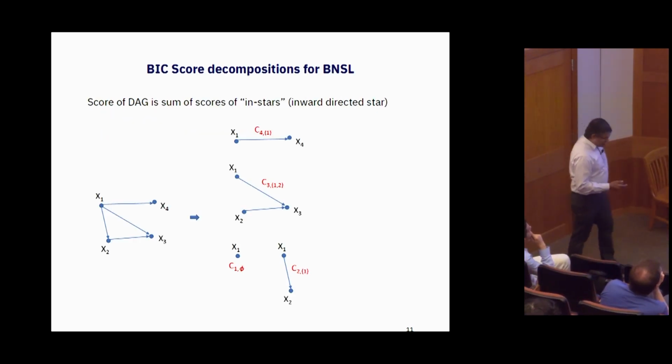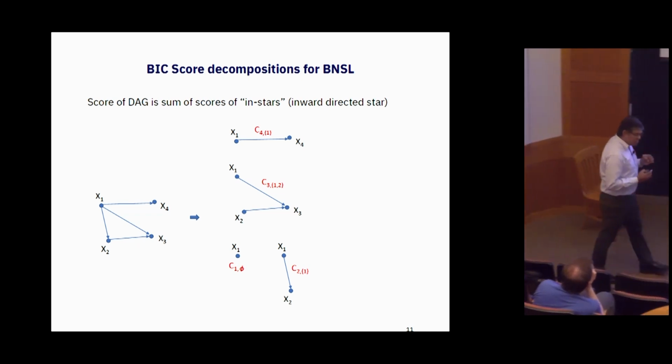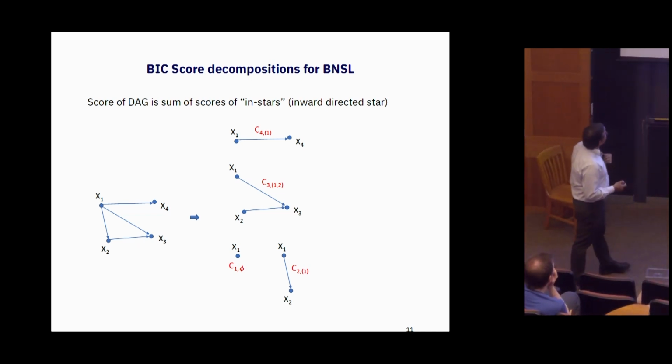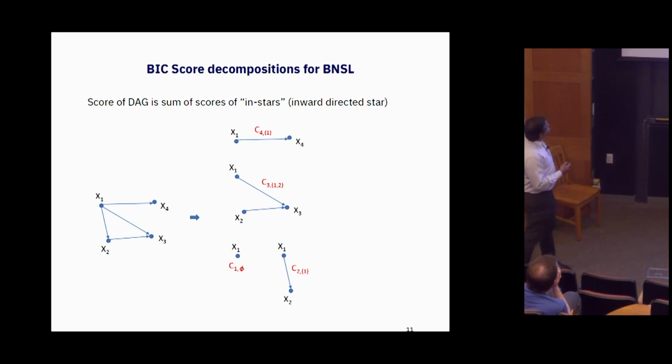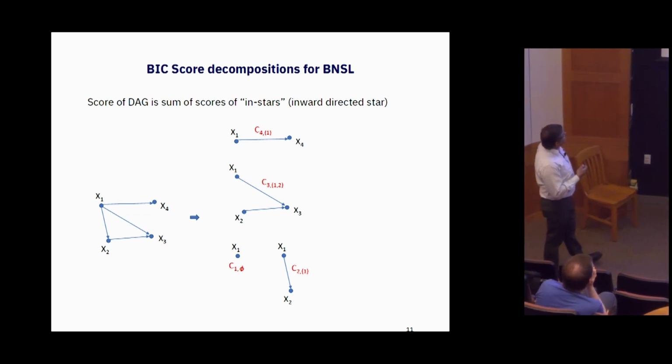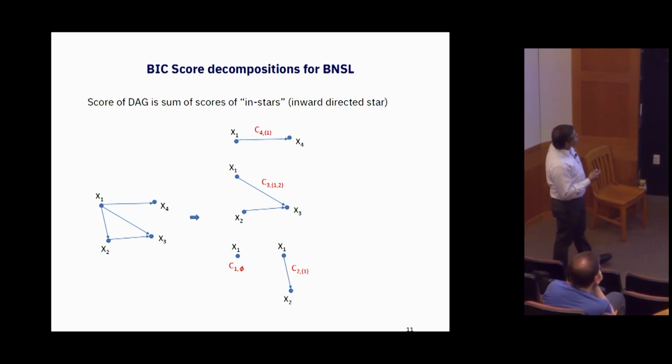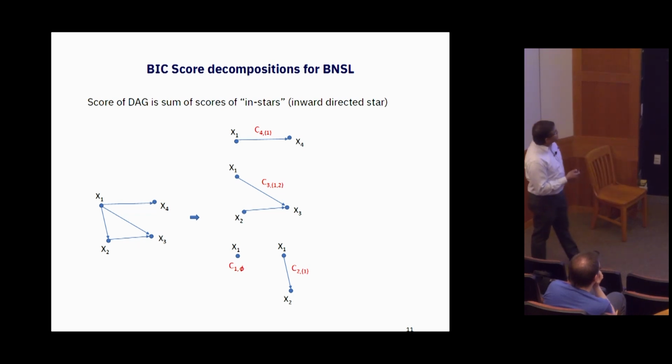The reason why many people look at the BIC score in this area is that it has a nice decomposition. The BIC score of a DAG is a sum of scores of what I call the instars. What is an instar? It's basically any node and the collection of parents of that node, meaning the nodes from which there's a directed edge to that node. So in this case, the instars are there.